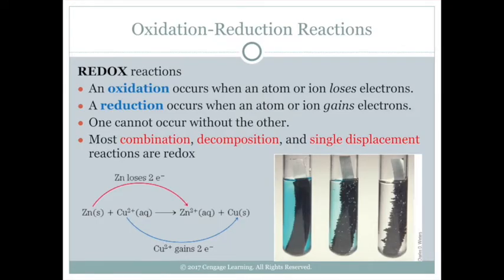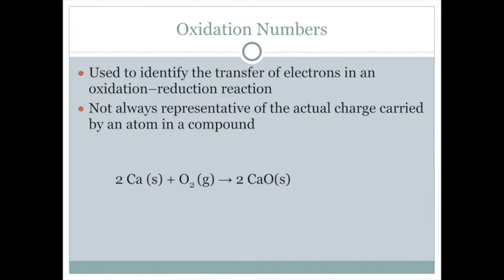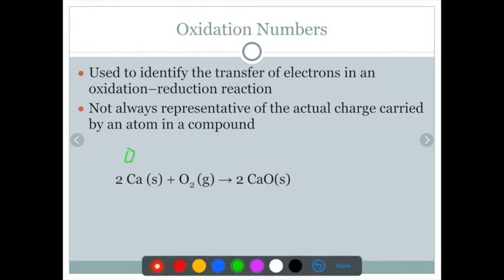Okay, so again, something is losing electrons, something is gaining electrons. In order to figure out who is losing, who is gaining, we use what's called oxidation numbers. So we give the elements hypothetical charges to help us determine who lost electrons, who gained electrons. I'm going to show you an example here, and then I'm going to go through the oxidation rules. So the oxidation number on calcium is 0, on oxygen is 0. Okay, on calcium here it's a +2, and oxygen is a -2.